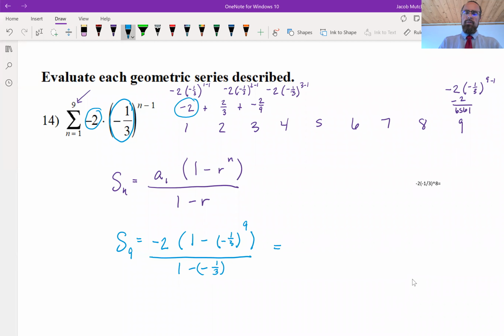So the sum, and again, it's really challenging with this one because of the way that it goes back and forth from positive and negative, but the formula really is helpful here. So it's -9,842 over 6,561.